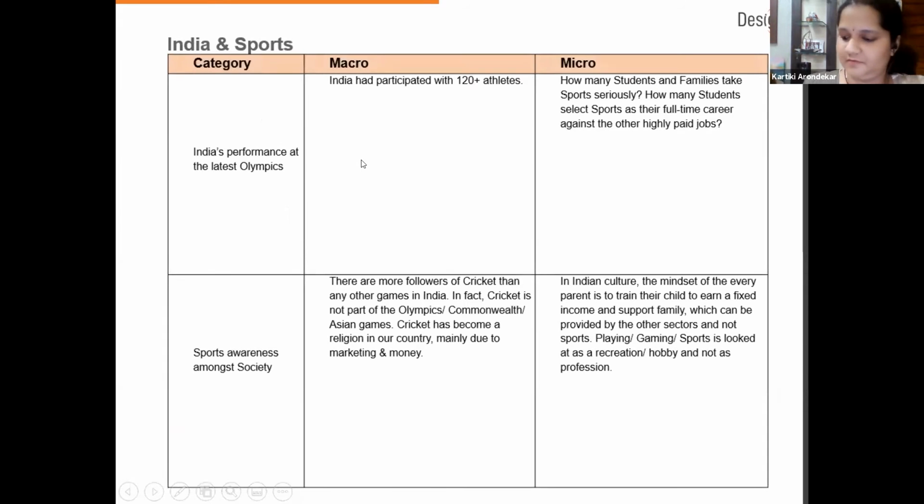Going forward, it's about self introspection. Where do we stand in the Olympics? With a population of 120 crore people, we sent just 120 athletes. How many students and families take sports seriously, and how many students select sports as their full-time career against other highly paid jobs?